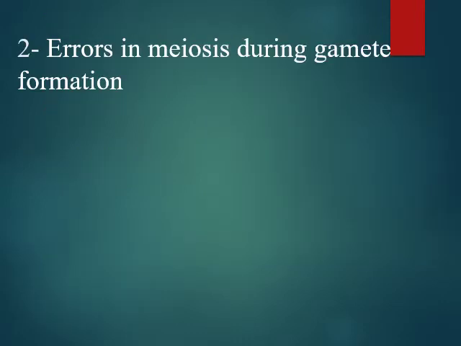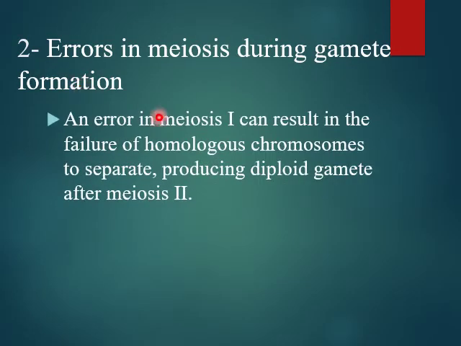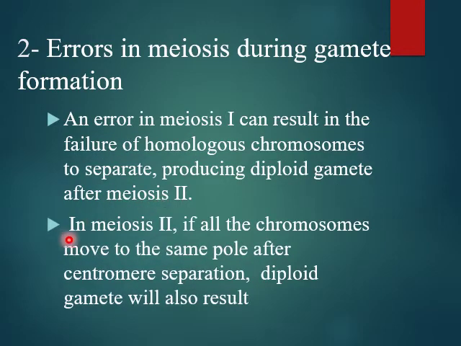The second reason is errors in meiosis during gamete formation. An error in meiosis 1 can result in the failure of the homologous chromosomes to separate, producing a diploid gamete after meiosis 2. Or, in meiosis 2, if all the chromosomes move to the same pole after centromere separation, a diploid gamete will also result.